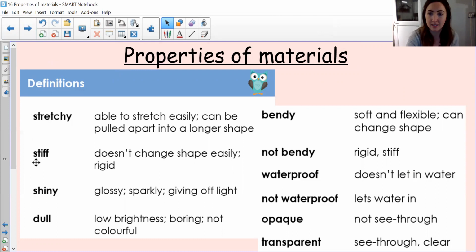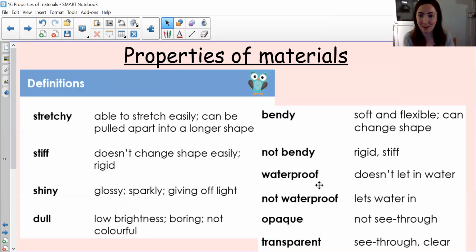Then we have stiff. That means doesn't change shape easily or rigid. Then shiny, so glossy, sparkly, giving off light. Dull means low brightness, so not very bright. Boring, you might describe it as, and not colourful. Bendy means soft and flexible and can change shape. Not bendy, the opposite, means it's rigid or stiff.